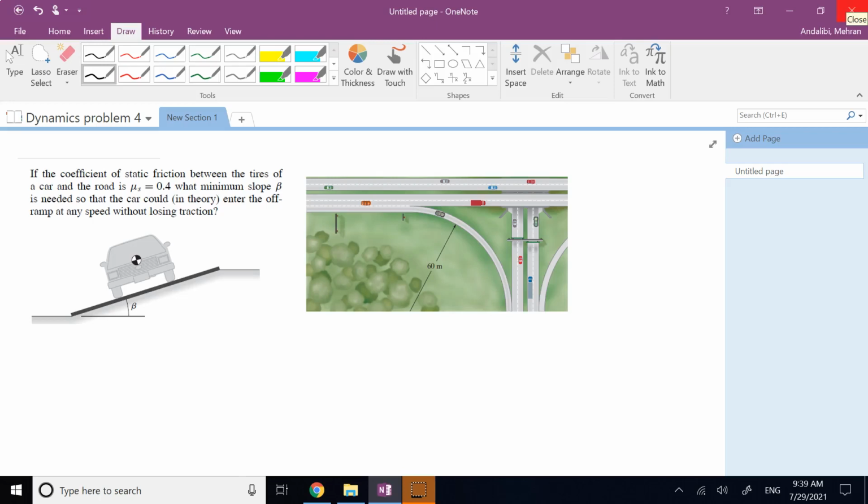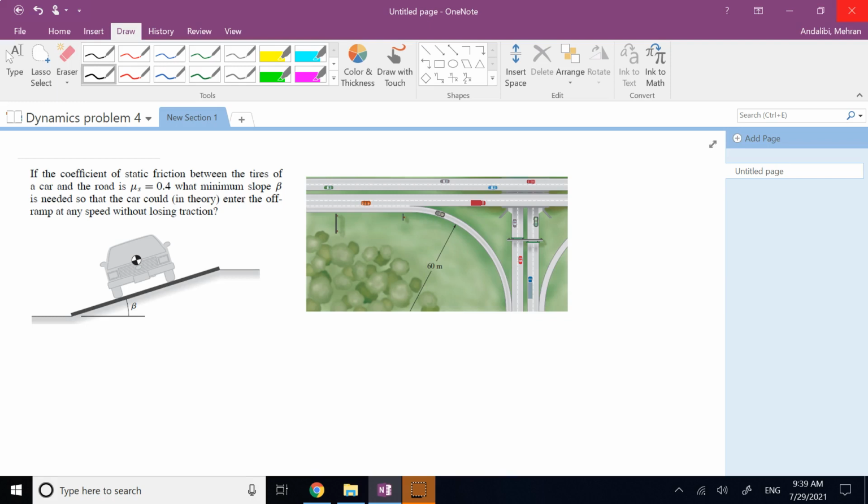Hello everyone. In this video we are going to talk about particle kinetics using the path coordinate, or what you might call normal, tangential, binormal coordinates. So here we have a car going on an exit ramp with a radius of curvature of 60 meters.